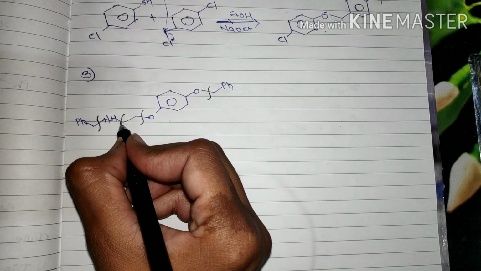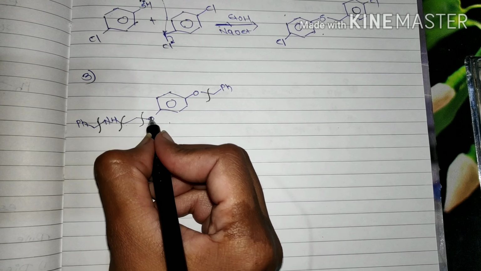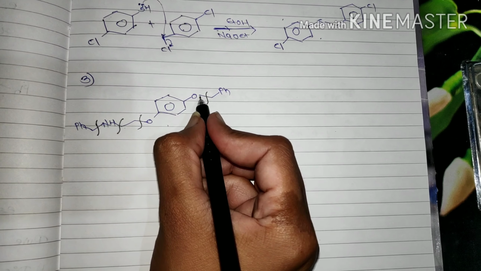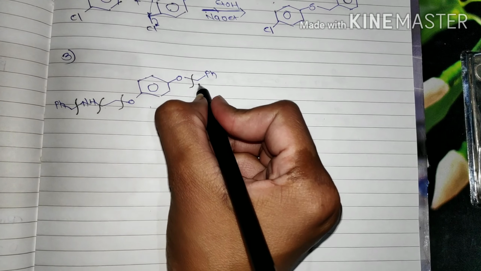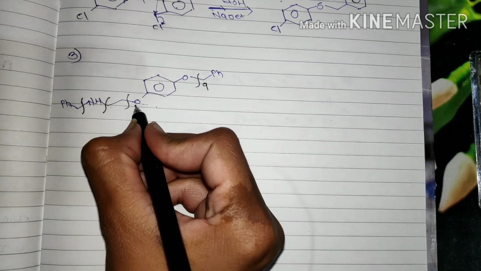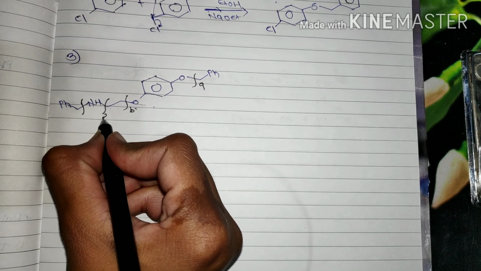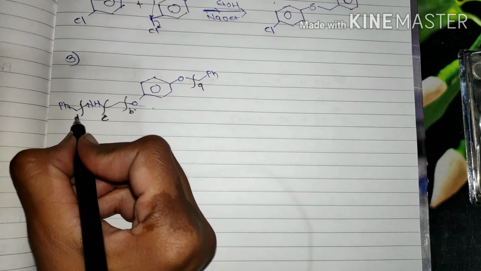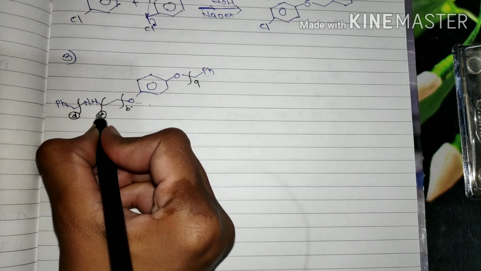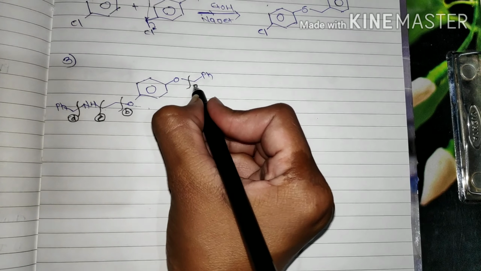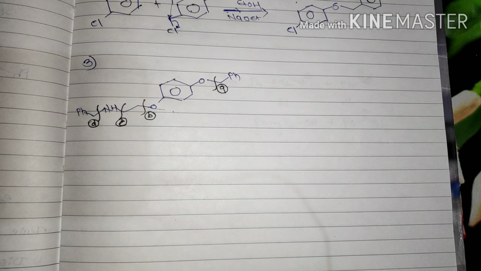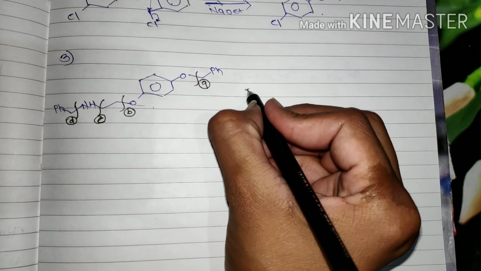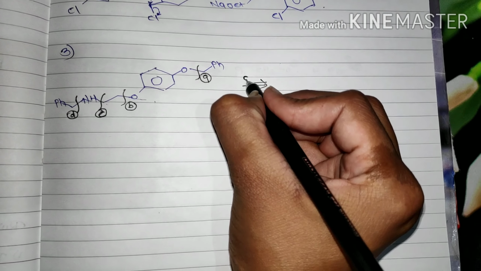Nitrogen carbon bond, nitrogen carbon bond, oxygen carbon bond, another oxygen carbon bond. In these types we disconnect all, meaning 1, 2, 3 or 4 types of disconnection we do, and we see which disconnection is correct. So firstly we disconnect the carbon oxygen bond.